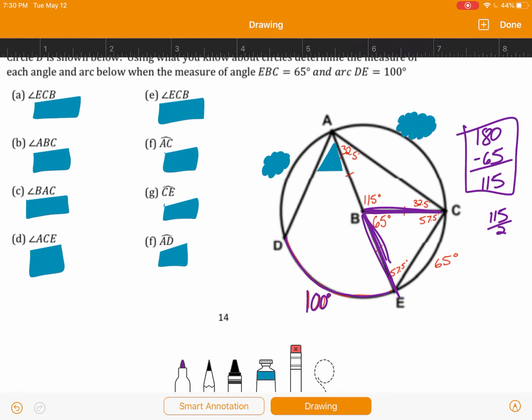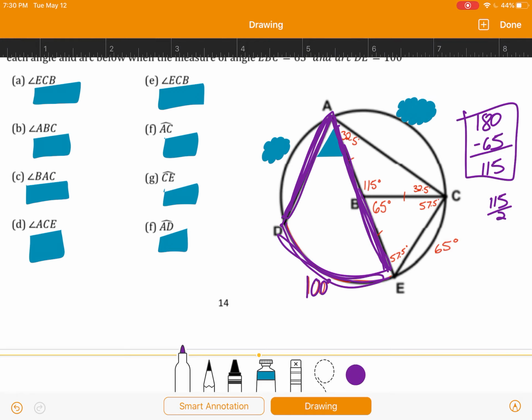Something else that we know is that if we have the angle right here, DAE, this angle is an inscribed angle. Okay, it's inscribed because it's made by a chord here and a chord here, and it looks like this picture. So that means that the angle is going to be half of the arc. The arc is 100, so that makes the angle in here 50.